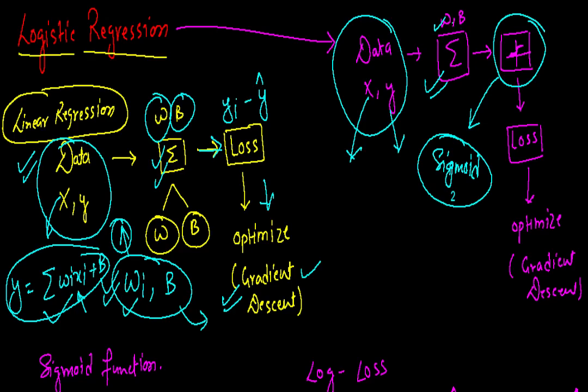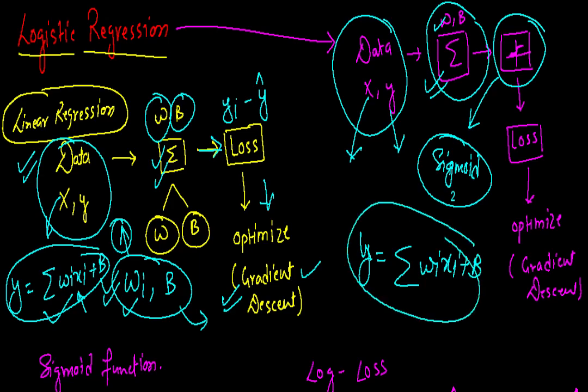Whatever output we get after this operation, our model is the same here. So our model will be y = sigma(wi xi + b). It is similar to the model that we had in linear regression. Whatever output we get after processing in the summation block will pass through this sigmoid block, and we'll learn more about sigmoid.